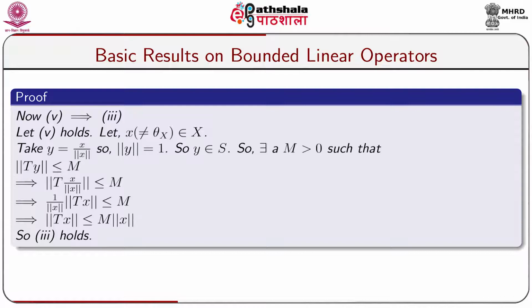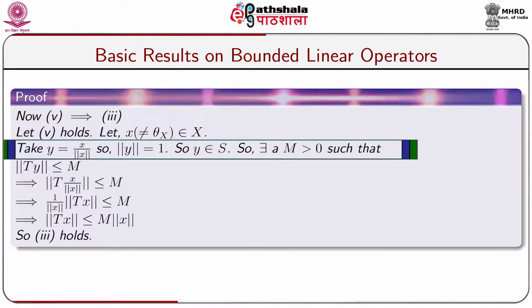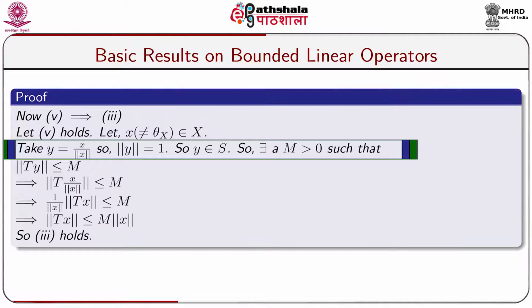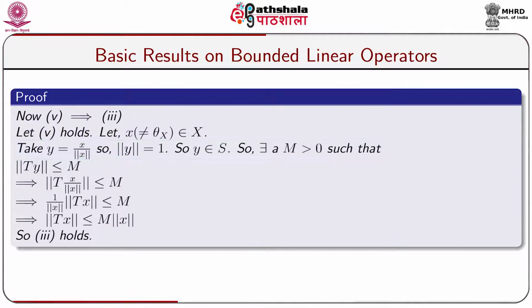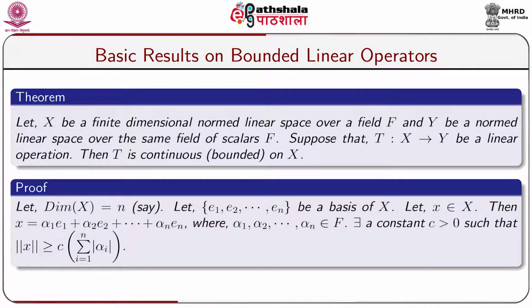Now 5 implies 3. Let 5 hold. Let x be an element belonging to capital X, which is not equal to the zero vector of capital X. Take y equal to x by norm of x. So norm of y is equal to 1, so y belongs to capital S. So there exists a capital M greater than 0 such that norm of Ty is less than or equal to capital M. Thus 3 holds.